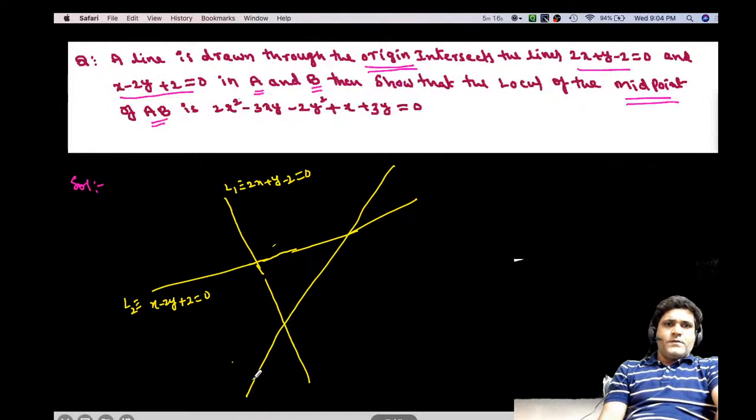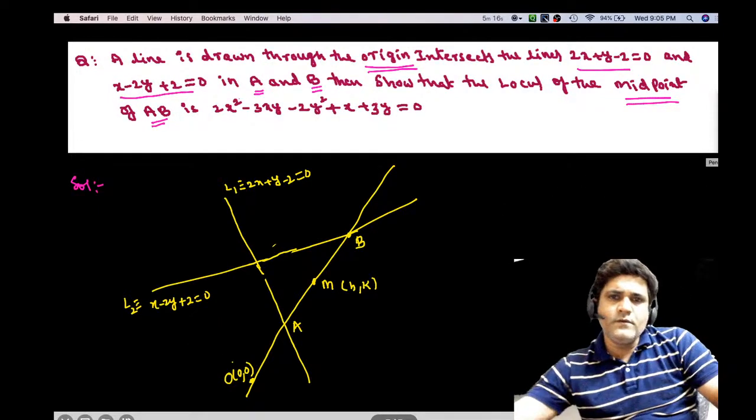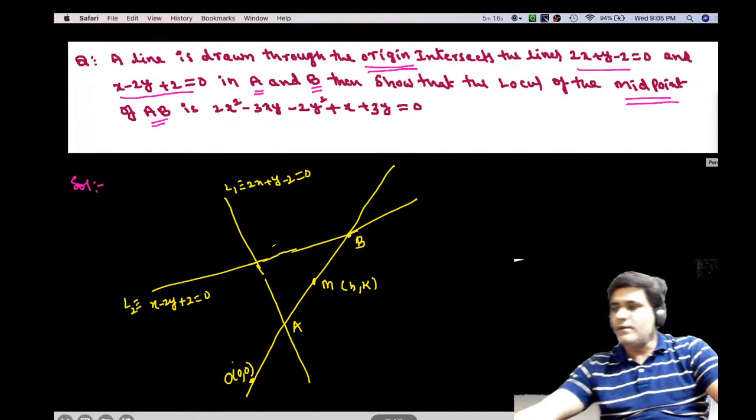Okay, so the line which passes through the origin, this is the origin (0, 0), intersects the line L1 at A and L2 at B. Then the locus of the midpoint of AB is the question. That midpoint is (h, k), and the locus of this is the question. So the line passes through the origin.